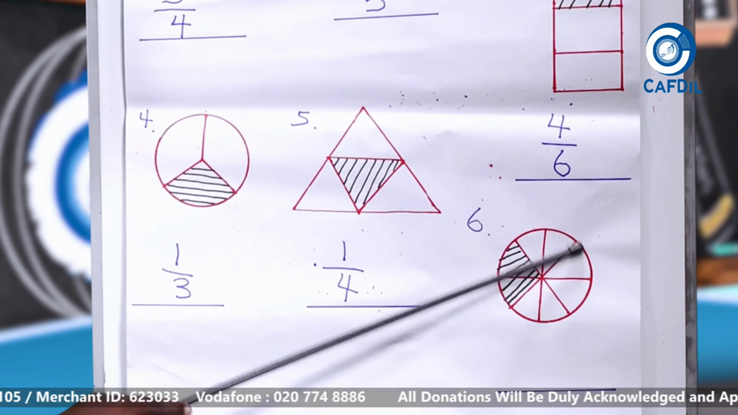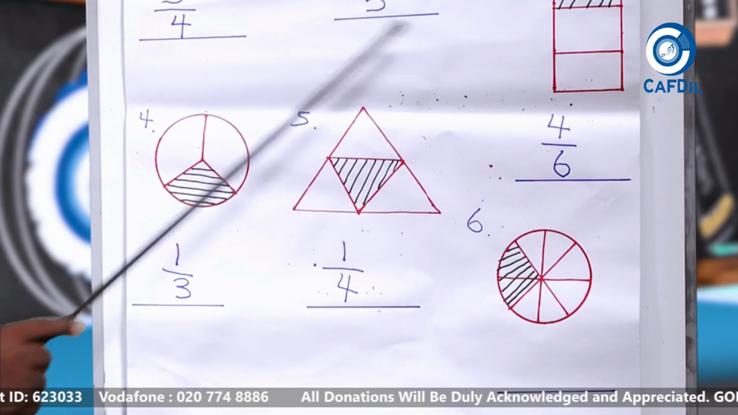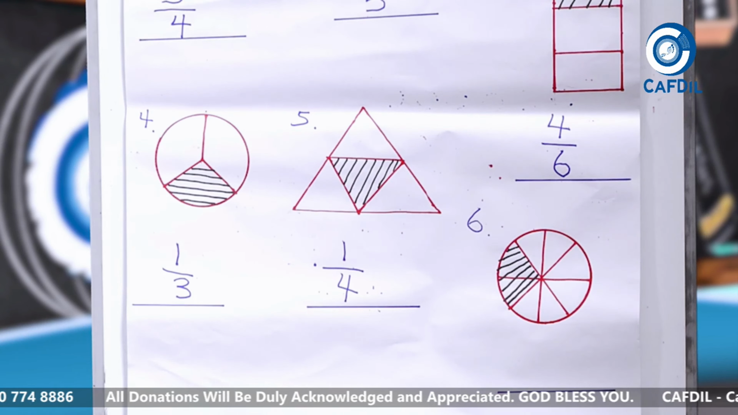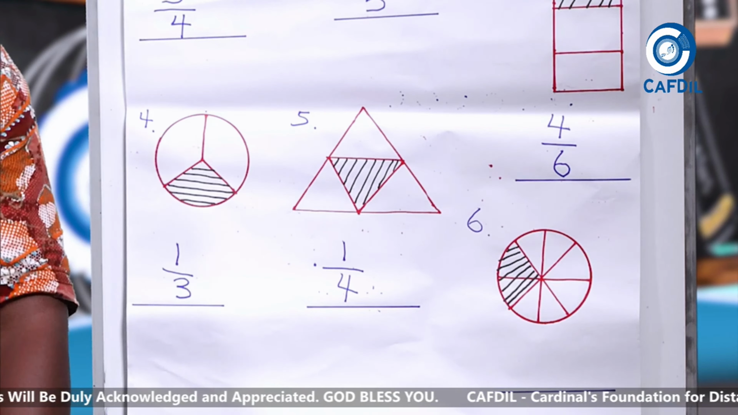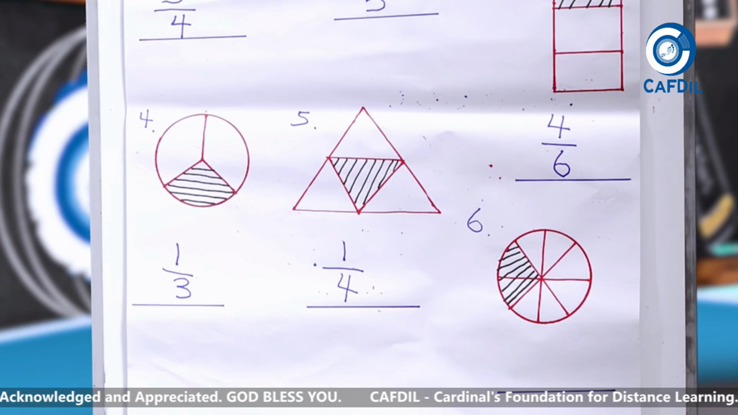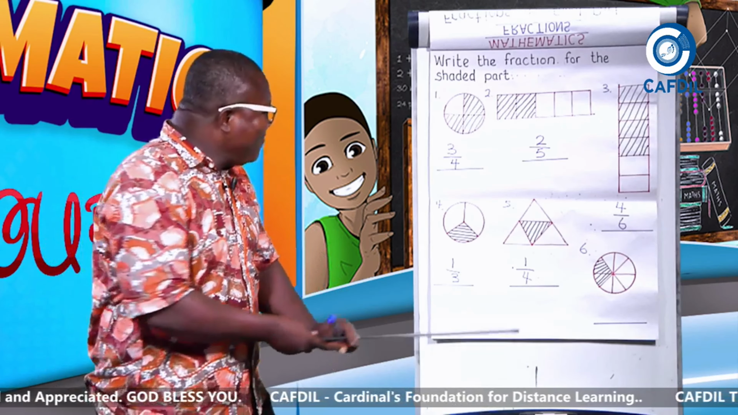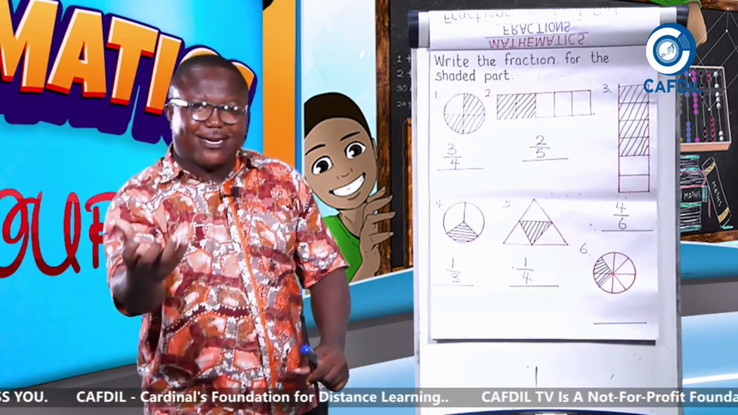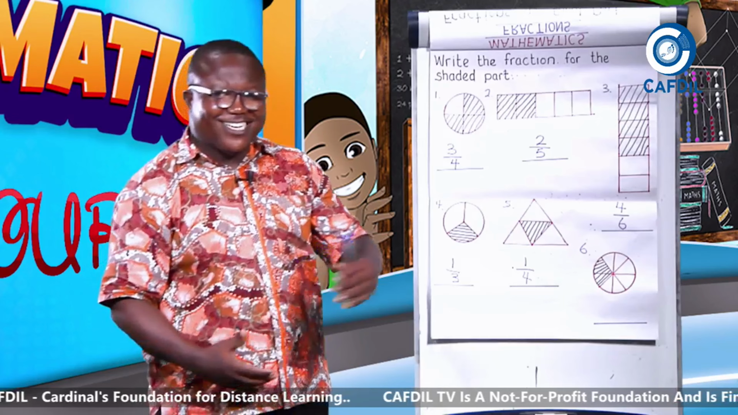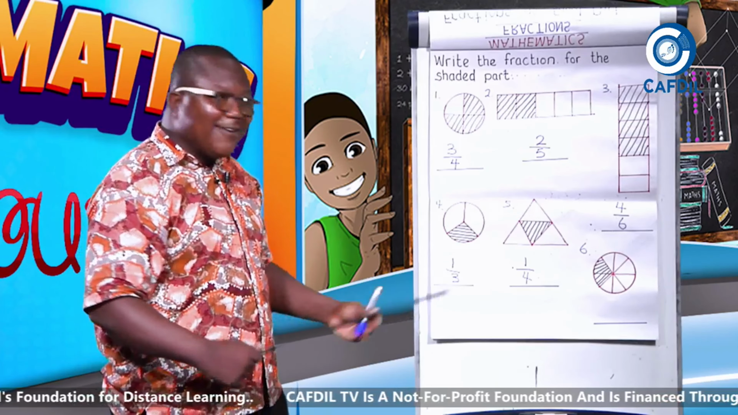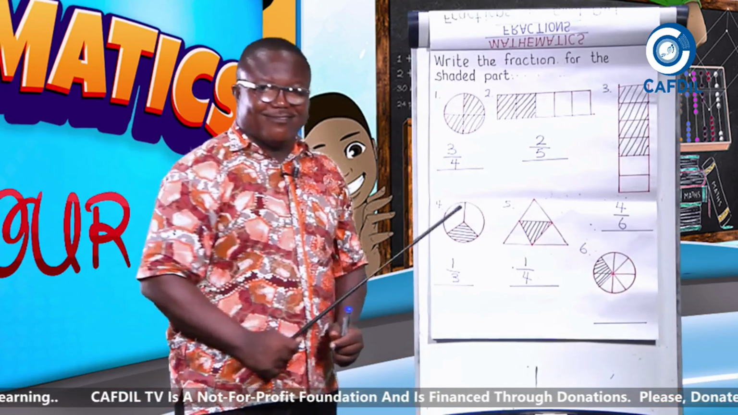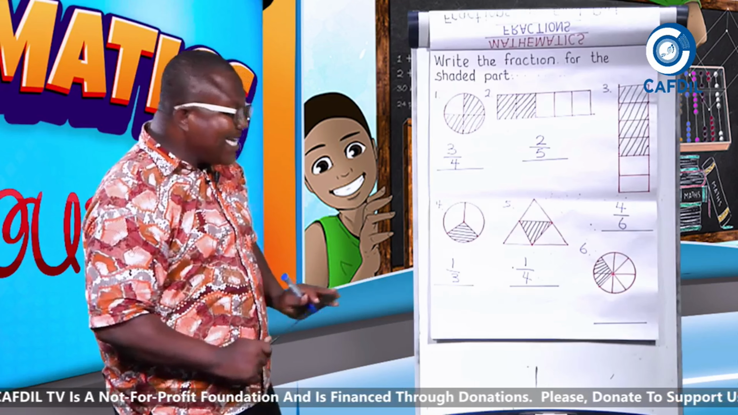What shape is this? Let's look at this shape. What shape is this? It's also a circle. I told you earlier on that those in the nursery are familiar with the shapes. They just pick it and tell you, this is a circle, this is a rectangle, this is an oval, all the shapes, they will mention it to you. They are familiar with them. And you are in class 4. So this shape is what? A circle.